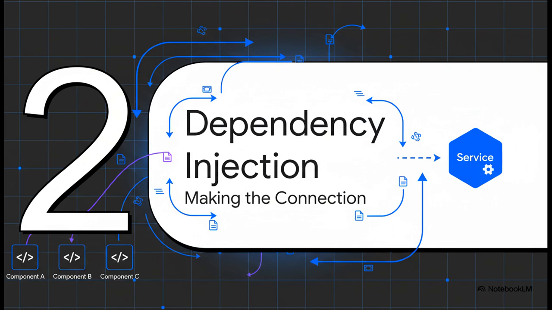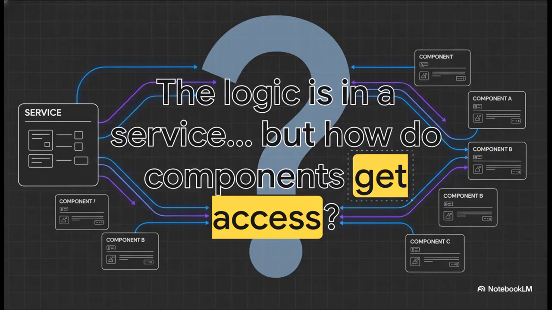Okay, this is awesome, right? We've centralized all our messy logic into a nice, clean service. But this brings up a pretty important new question. If the logic lives over there in the service, how in the world do our components actually get access to it? Right? This is the next critical piece of the puzzle. We've built this powerful, centralized service, but it's totally useless if our components can't talk to it. So how do we build that bridge? How do we make that connection?